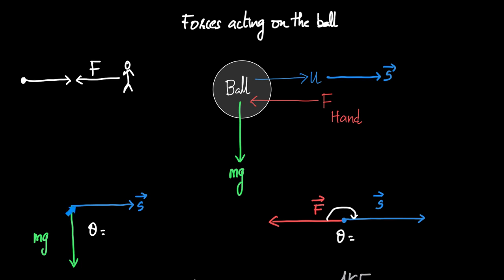So, weight is acting downwards, so vector acting downwards. Displacement is a vector acting horizontally towards the right. Therefore, theta, the angle between them, is equal to 90 degree. Similarly, we have vector F acting towards left horizontally. Displacement is acting towards the right horizontally. Therefore, the angle between them is 180 degrees.